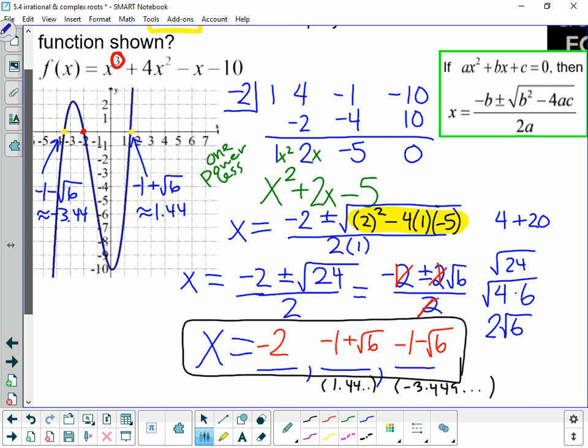Irrational ones do show up as roots on the x-axis. It's just that to get their exact values, you do need to use the quadratic formula. Otherwise, you'd just be estimating.